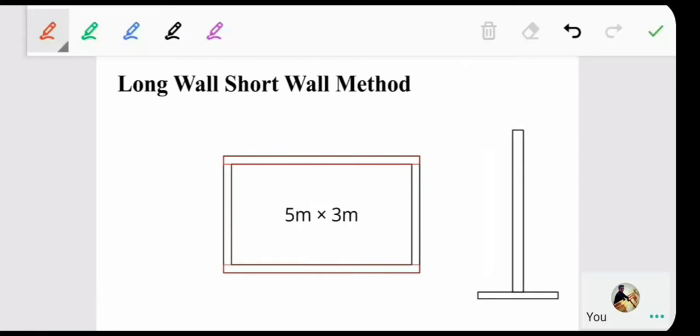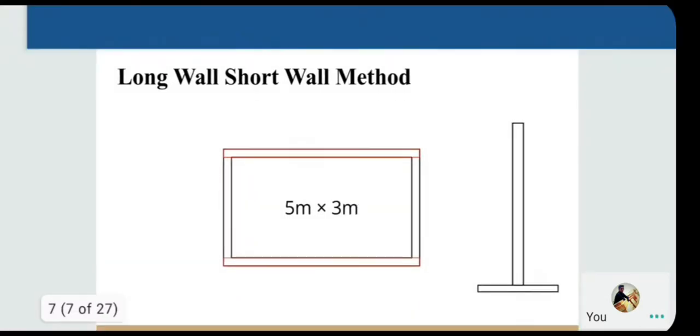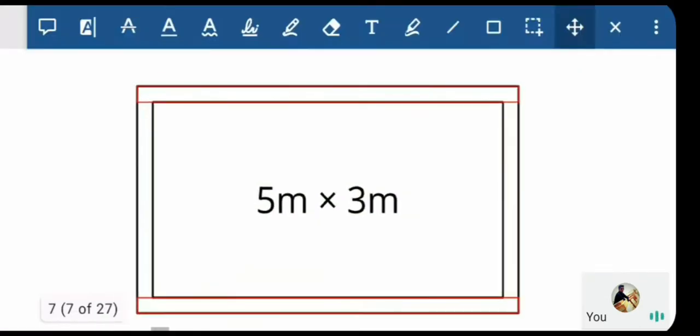Now suppose we have a room of 5 by 3 meter, and we have to calculate the quantity of the brickwork for that particular room.